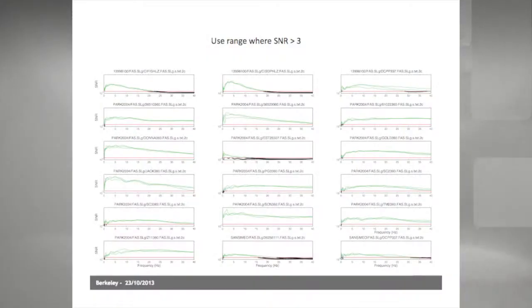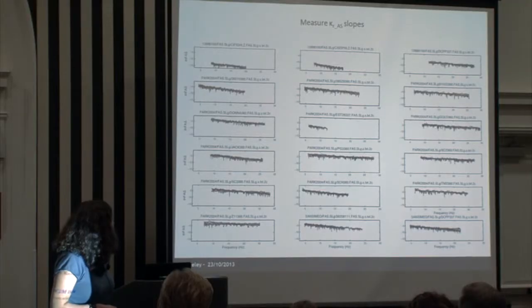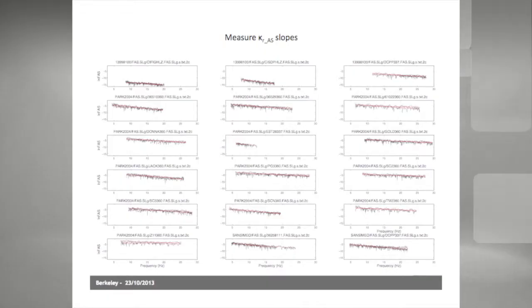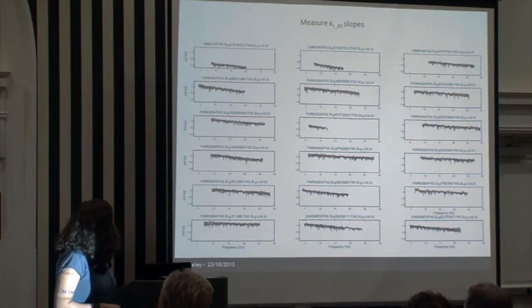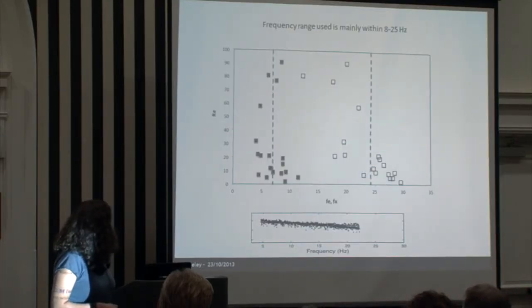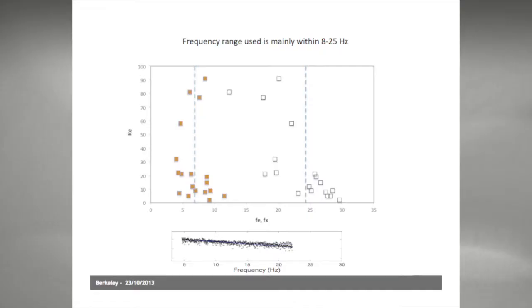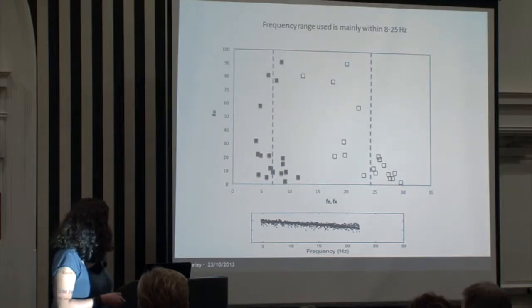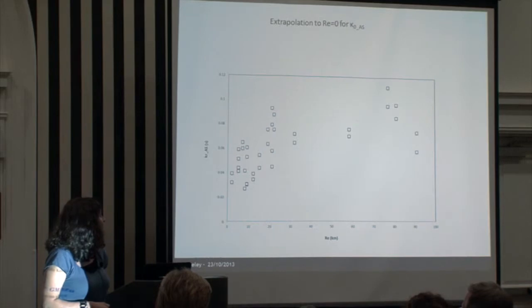So we go on with the green bits, which give a signal to noise over 3, and this is an overview of all the high frequency slopes from which we got kappa. This is just an idea of the frequency range we're going to work in. On this edge it's dependent on the noise, and on this edge it's dependent on the magnitude, of course. But it's more or less between, say, 10 and 25 hertz.